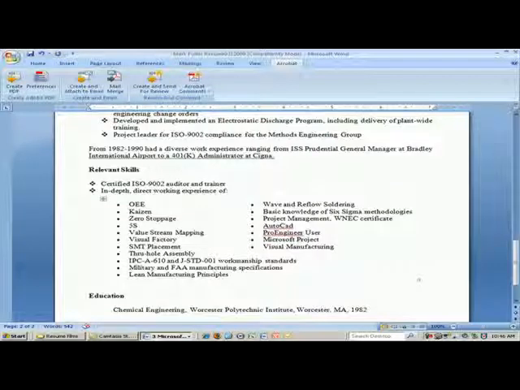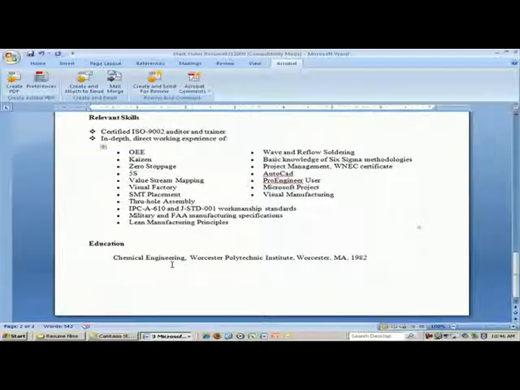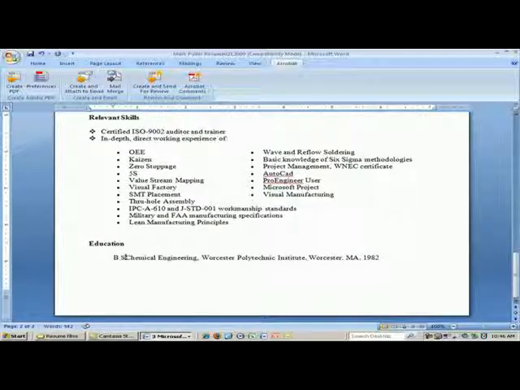And then last but not least is education. In this case, this person happened to be a chemical engineering graduate of Worcester Polytechnic Institute in Worcester, Massachusetts. So what we would put here, actually it doesn't say completely, we would put BS, and then a comma, Chemical Engineering, Worcester Polytechnic Institute, Worcester, Mass. You will see 1982 here. It's really your choice if you decide to include the date or not.